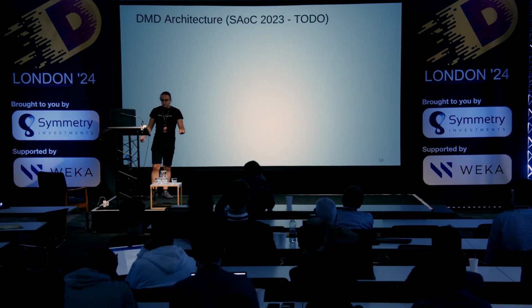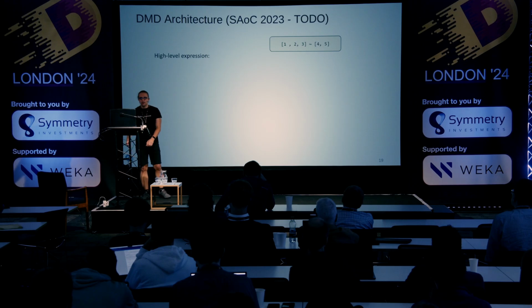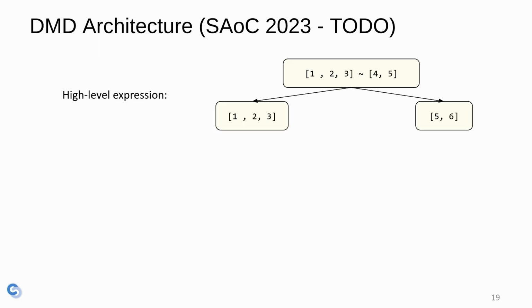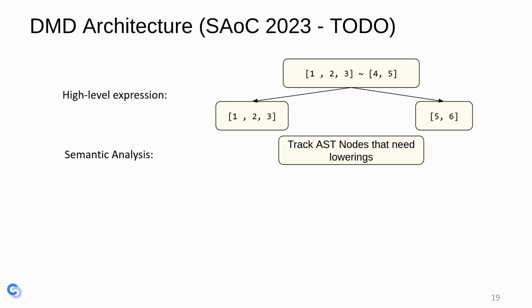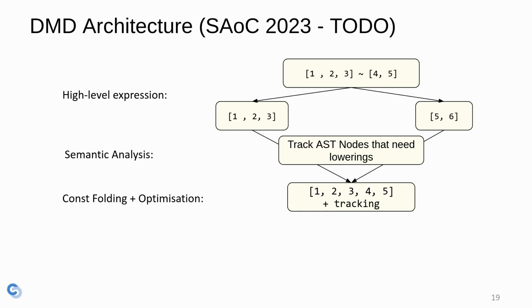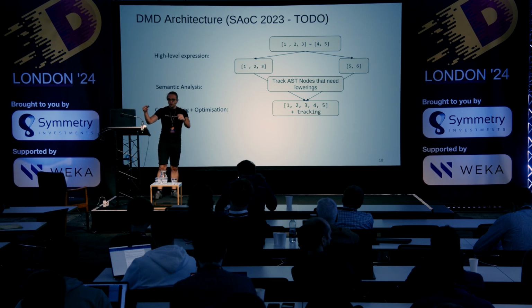So the proposal that we made is to have something like this done. Basically, to introduce a new pass. The high-level expression will be handled in the same way. We don't want to change that. There's no need to. But the semantic analysis would now do its type checking and everything, but it would just track the required nodes that needed this sort of lowering. Then the optimization phases would do the folding and create the final array, and they would update the tracking, namely tell our tracker to no longer look for 1, 2, 3, but to look for 1, 2, 3, 4, 5.